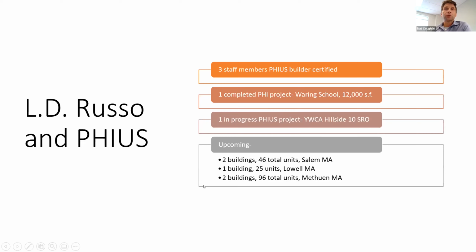In addition to the 2 that we've done, we've got actually 2 buildings that we're starting in Salem in a few weeks that are going to be 46 units, another 25 units in Lowell next year. And then we actually, in the long term, think we have 2 buildings with 96 total units, all going towards Passive House. And a lot of that's driven by the affordable housing, which happens to be our market that we do more work in.